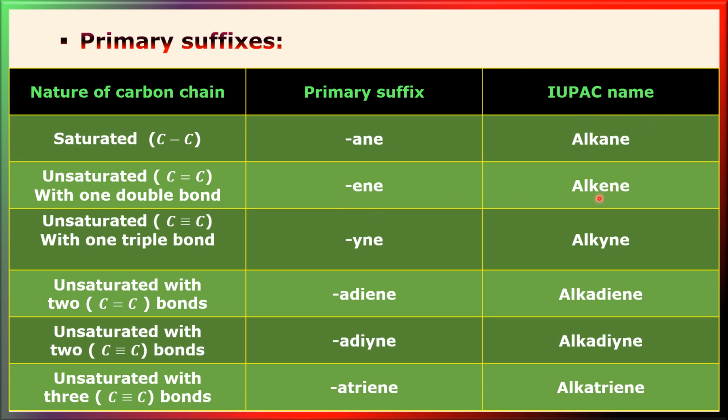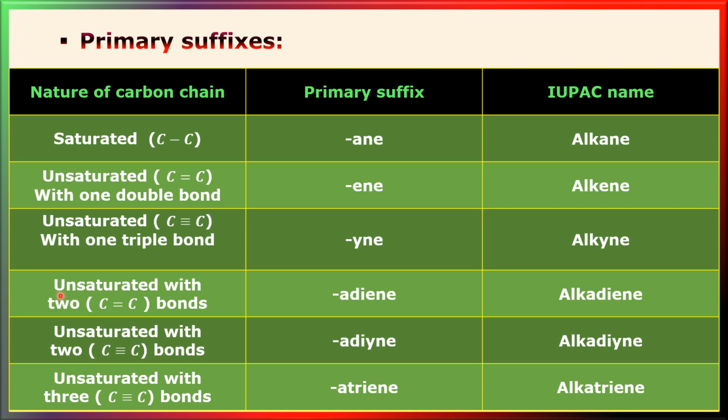The IUPAC name is alkene, alk plus ene. Similarly, for an unsaturated carbon chain containing only one triple bond, we have to use the primary suffix yne. The IUPAC name is alkyne.